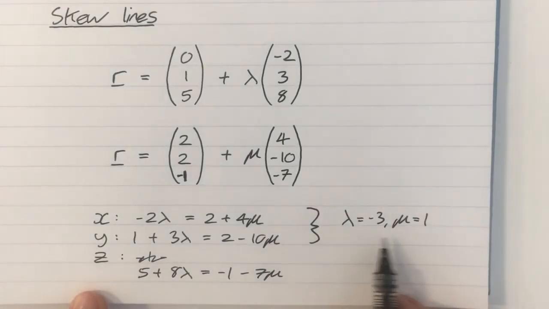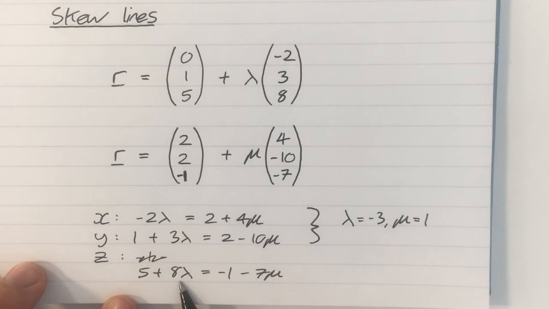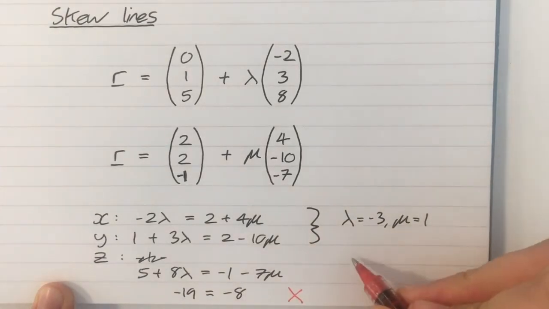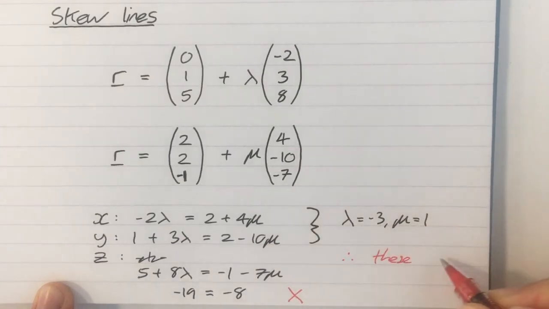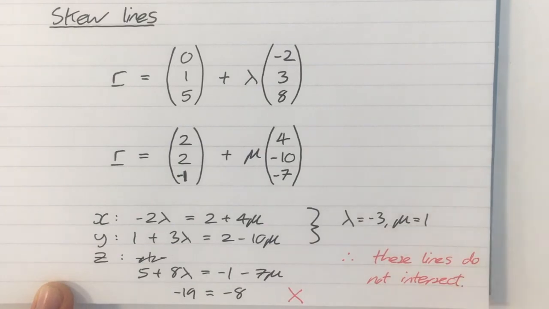Check that this pair of values works with this bottom equation. We'll get 5 minus 24 is minus 19. And plug in mu is 1, we'll get minus 1 minus 7 is minus 8. Well, that's not true. Minus 19 doesn't equal minus 8. So we've reached a false statement. Therefore, these lines do not intersect. If this was a true statement, so minus 19 equals minus 19, then they would intersect.